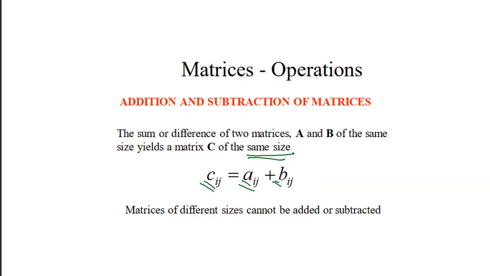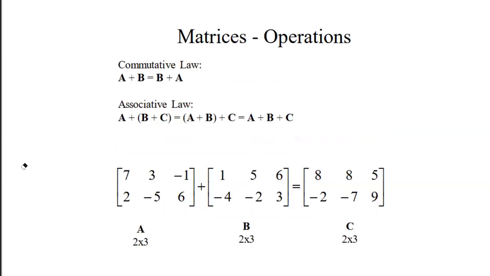We'll see an example just now. So first of all, the condition has to be the same. Sorry, what am I saying? The size has to be the same. Two matrices have to be the same size. And all you do is add corresponding elements. Right? An example would definitely bring that out. So let me go to the example.